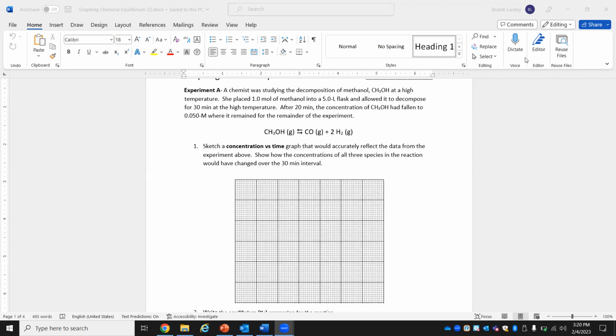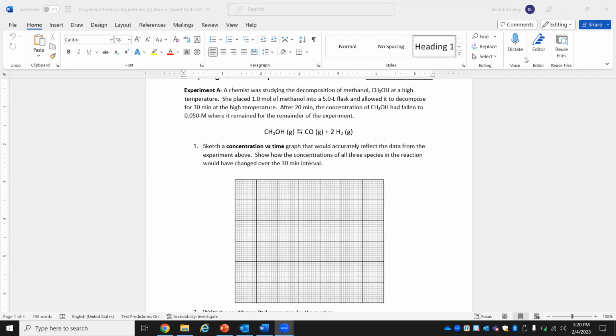So looking at experiment A, it says a chemist was studying the decomposition of methanol at a high temperature. She placed 1 mole of methanol into a 5-liter flask and allowed it to decompose for 30 minutes at a high temperature. After 20 minutes, the concentration of methanol had fallen to 0.05 molar, where it remained for the remainder of the experiment. And it gives us the formula of methanol in that double arrow, the reversible reaction with carbon monoxide and hydrogen.